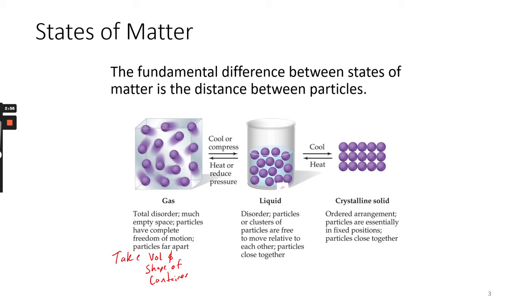Then you get to your liquid, where the particles are closer together. They have volume, but no shape. Then you get to your solid, where there is a repeatable pattern. They have shape and volume. In your solids, because the particles are so close together, this is where your intermolecular forces are the strongest.